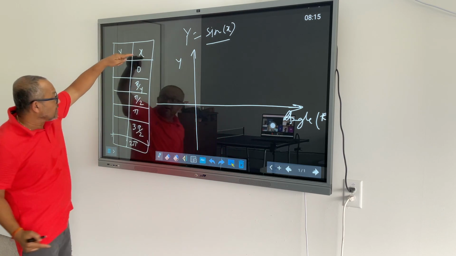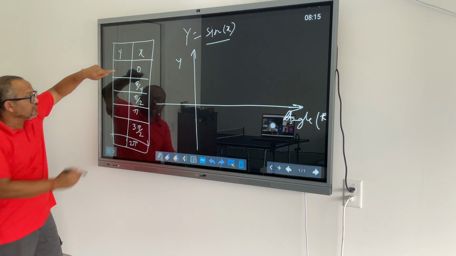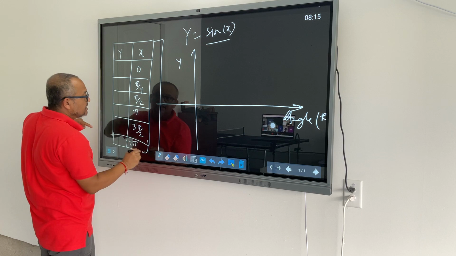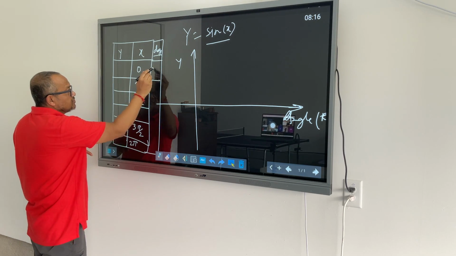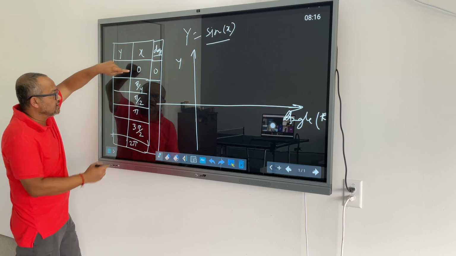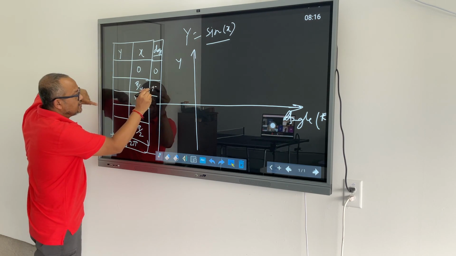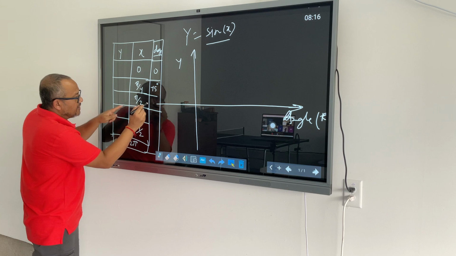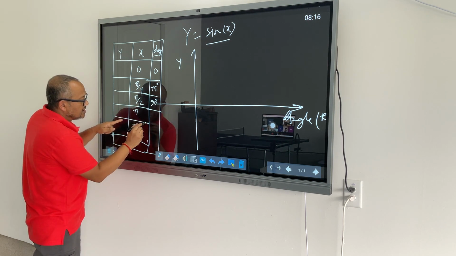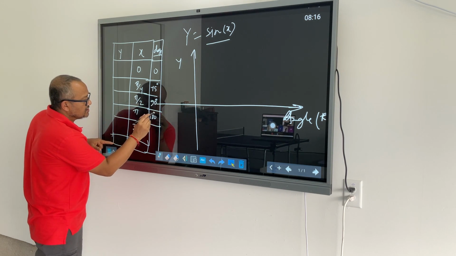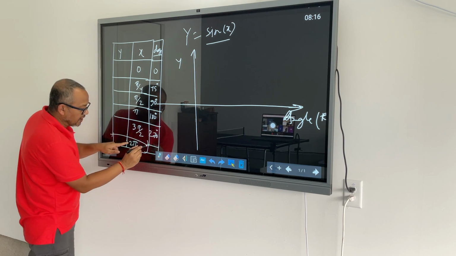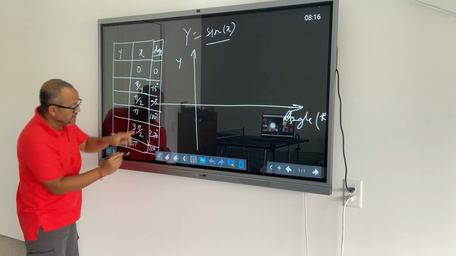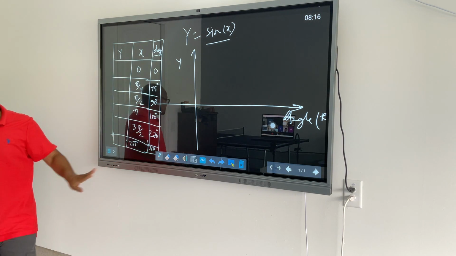Now, when you look at these angles, if you want to think of this in degree, just for reference, okay? 0 radian is 0 degree, pi by 4 is 45 degree, pi by 2 is 90 degree, pi is 180 degree, 3 pi by 2 is 270 degree, and 2 pi is 360 degree. I have created this column only for reference, okay?